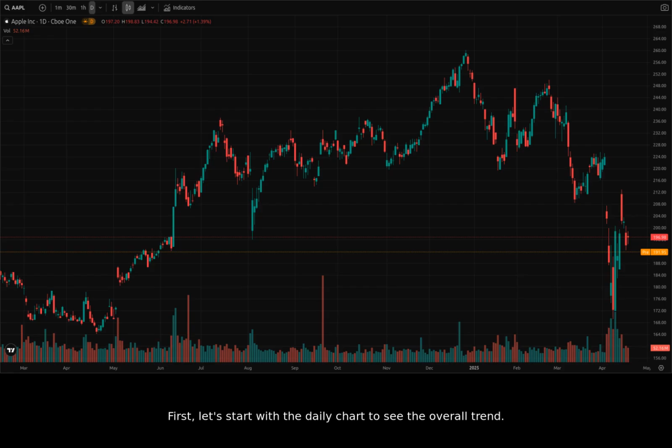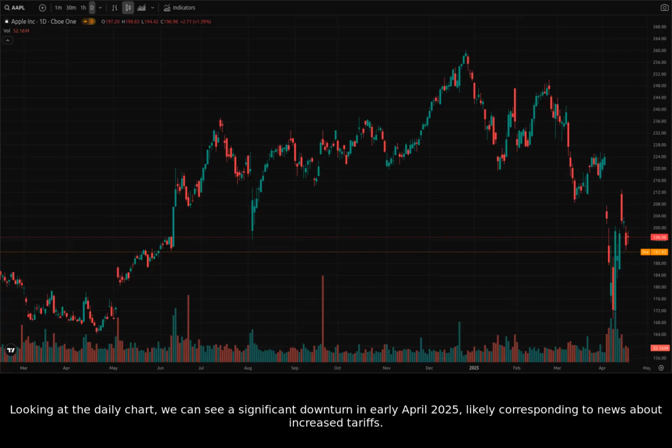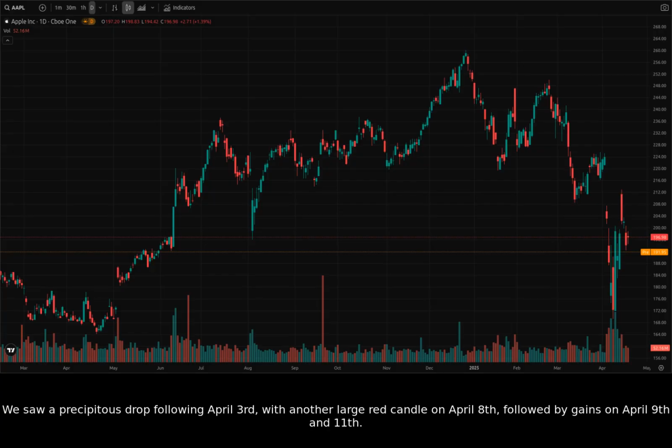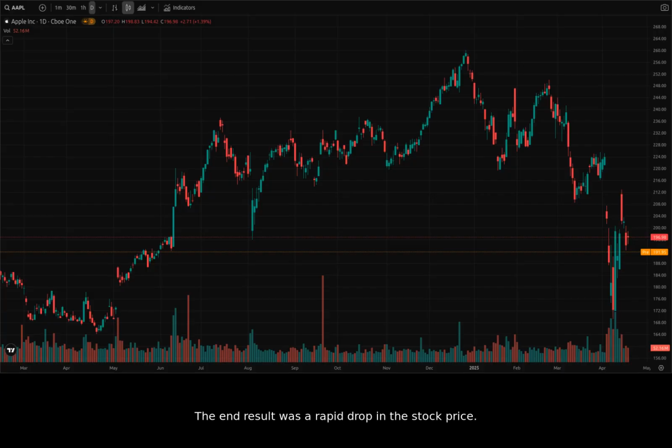First, let's start with the daily chart to see the overall trend. Looking at the daily chart, we can see a significant downturn in early April 2025, likely corresponding to news about increased tariffs. Since then, the stock has been volatile, struggling to find a clear direction. We saw a precipitous drop following April 3rd, with another large red candle on April 8th, followed by gains on April 9th and 11th. The end result was a rapid drop in the stock price.